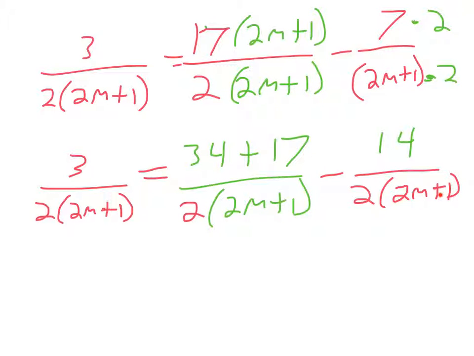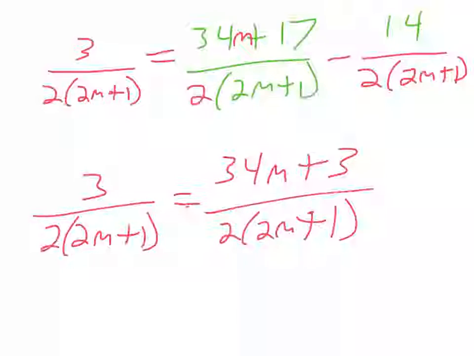Now that we have common denominators, we can subtract. So we got, oops, I'm missing an m here, right? This is 34m. So now we can subtract 34m plus 17, subtracted by 14, this is 34m plus 3. And there it is, we have 34m plus 3 right there, because I did 17 subtract 14.